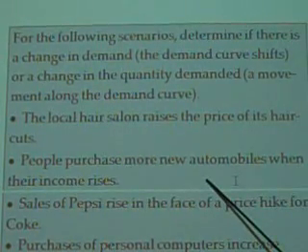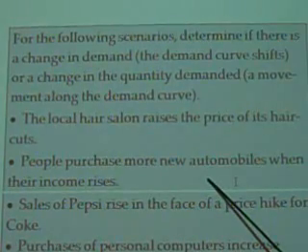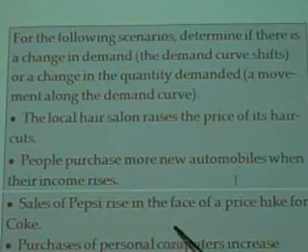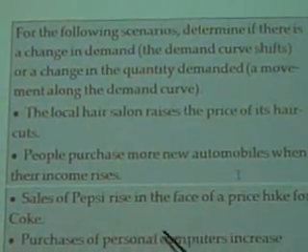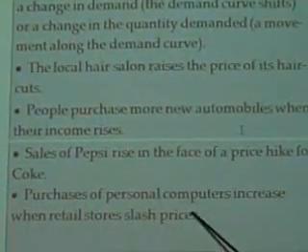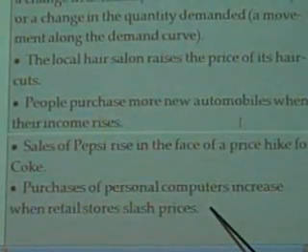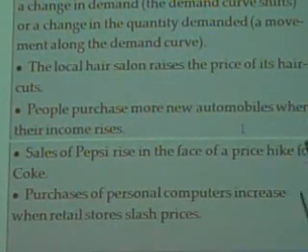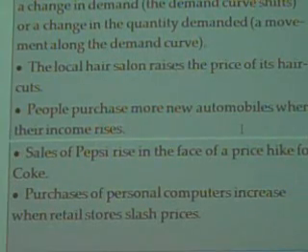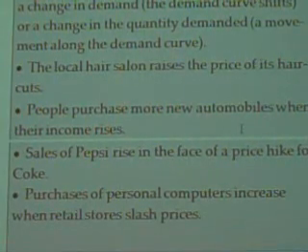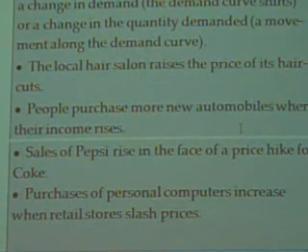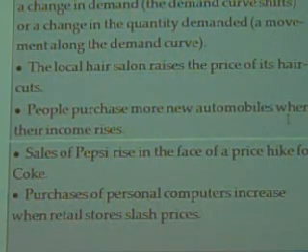People purchase more new automobiles when their income rises. Sales of Pepsi rise in the face of a price hike for Coke. Purchases of personal computers increase when retail stores slash prices. So 4 questions there. You could jot down your answers. You could hit the pause button on this lecture, and you could draw the graphs, however you think they might shift or move up and down the curve.